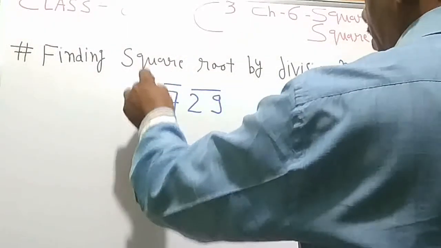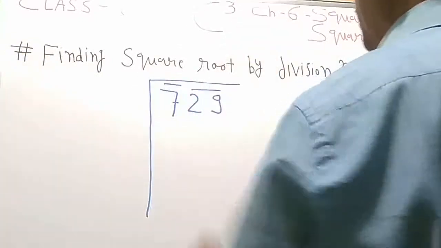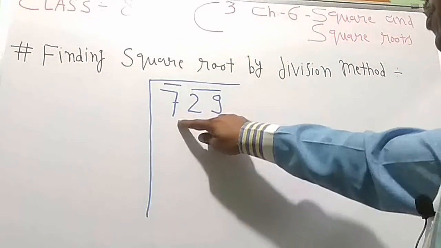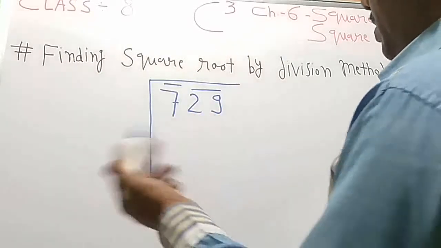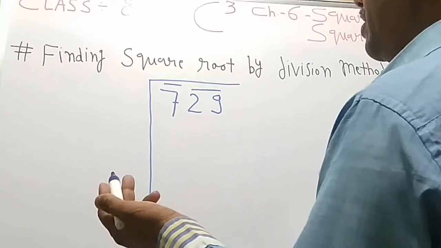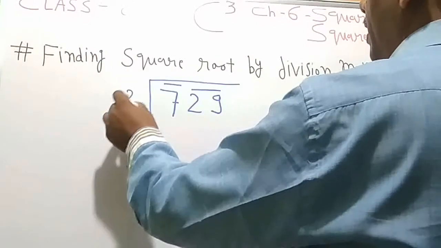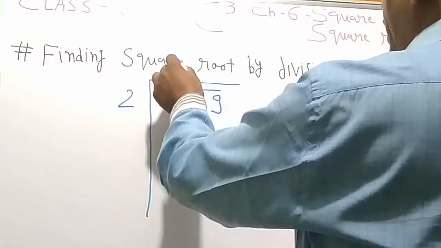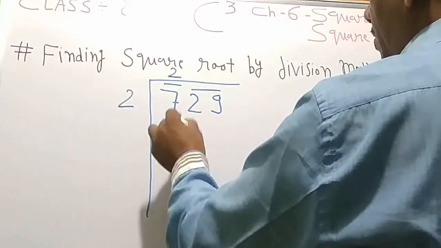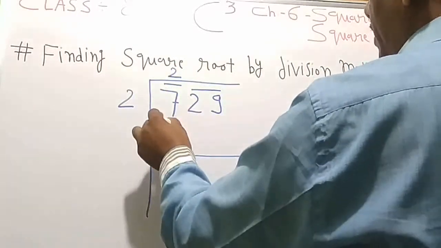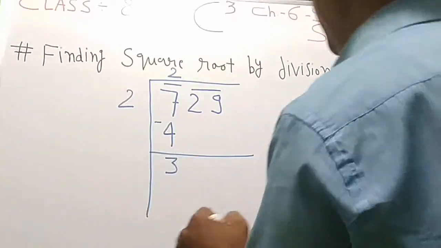Now we find the number whose square can be divided into 7. 1 times 1 is 1, 2 times 2 is 4, 3 times 3 is 9. 3 times 3 is 9, which is the bigger number, so we use 2 times 2. The first 2 we write here and the second 2 we write here. 2 times 2 is 4. Then we subtract 4 from 7, so 3 is remaining.